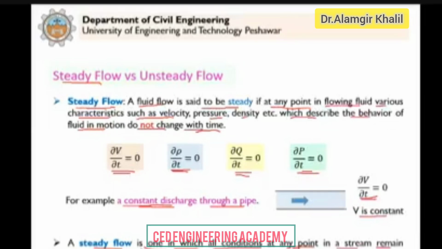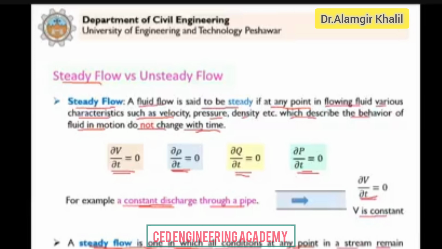This definition is from your textbook. It says that a steady flow is one in which all conditions that we studied at any point in a stream remain constant with respect to time, but the conditions may be different at different points. So if at the one section you take, the flow characteristics are not changing with respect to time, it is steady flow, but the conditions may be different at different points.